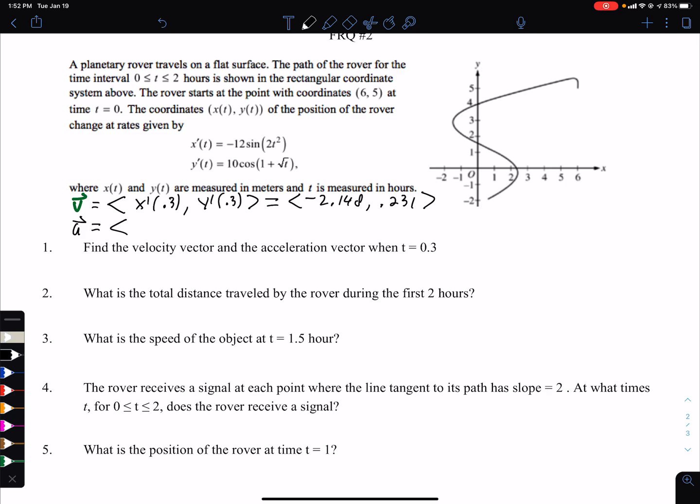is the derivative of the velocity, or the second derivative of the position. In your calculator, you're allowed to take derivatives. Since x prime is given, you're allowed to find the derivative of that, and since y prime is given, just find the derivative of that in your calculator. You would get an answer of negative 14.167 and negative 9.126, rounded off or truncated. So that's part 1.